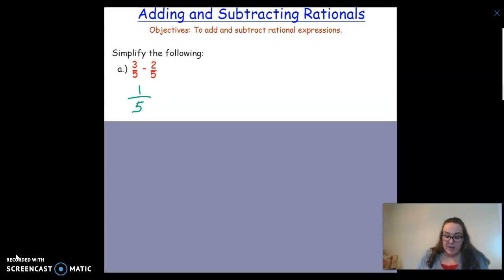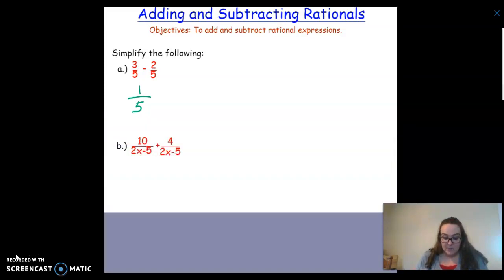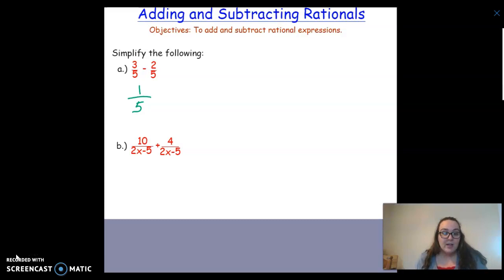Now, even if I change it so that my common denominator on B is 2x minus 5, as long as the denominator is exactly the same, I will be able to add or subtract the fractions. So B, I have 10 over 2x minus 5 plus 4 over 2x minus 5. They have that common denominator, so I can add 10 plus 4, which is 14 over 2x minus 5.